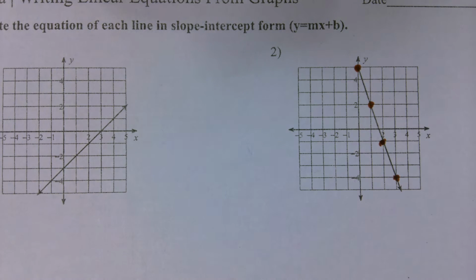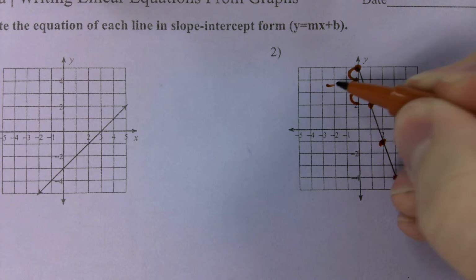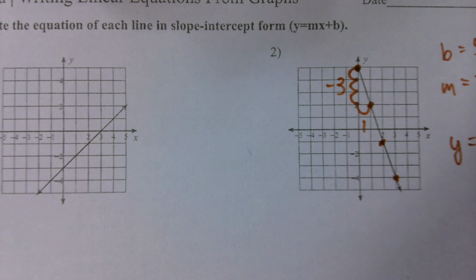So again, it doesn't matter which two points you pick because the slope is going to be the same either way, right? We're going to rise downward, one, two, three, and we're going to run over one. Negative three over one gives us negative three. Plug it into our slope-intercept form, and we get negative 3x plus 5.